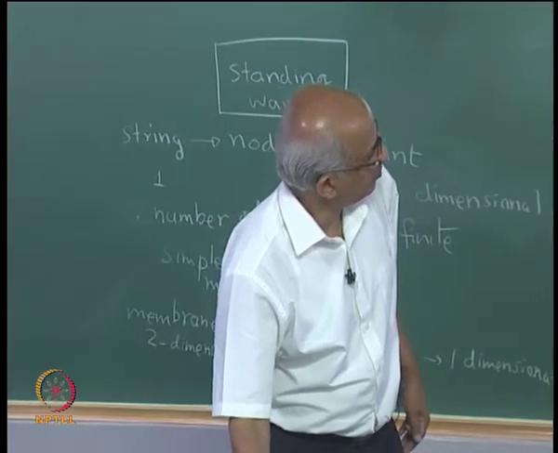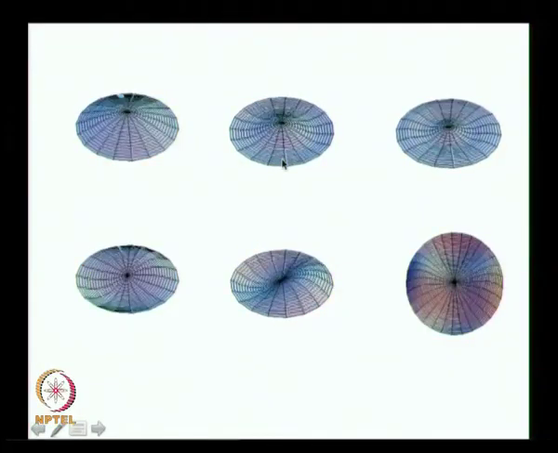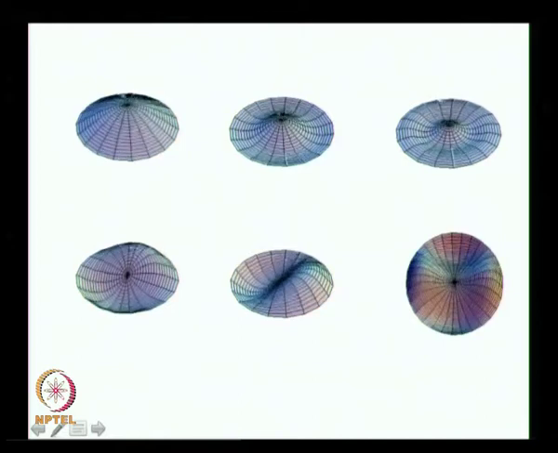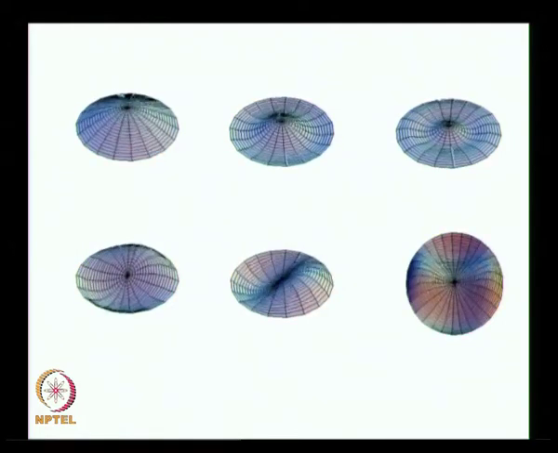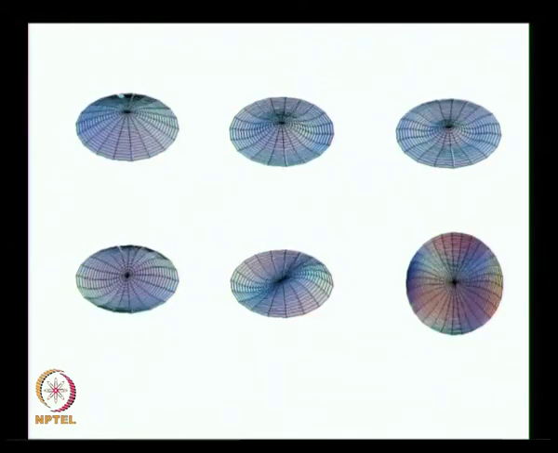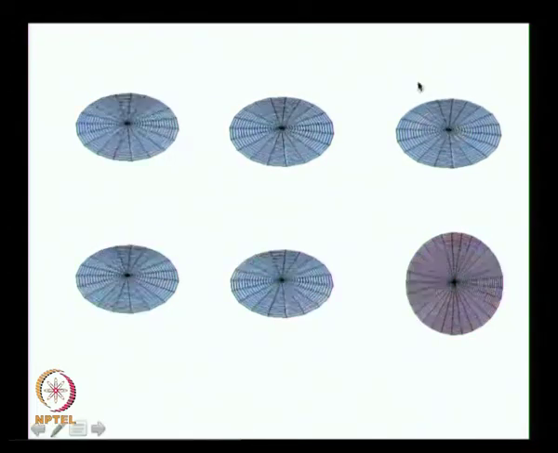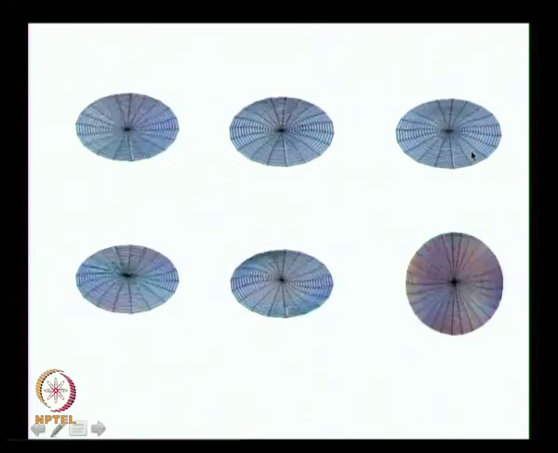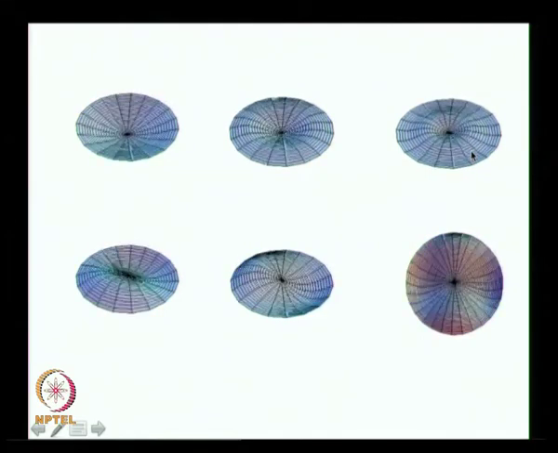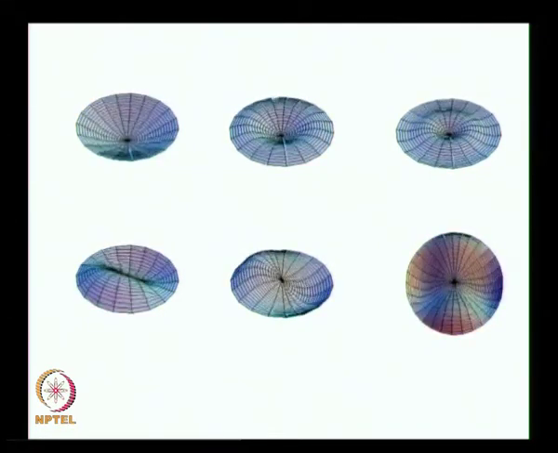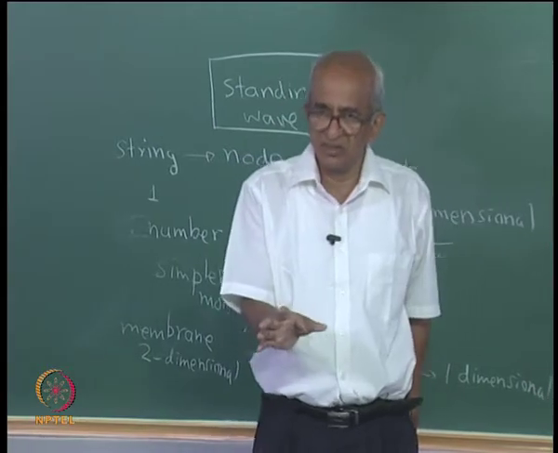If you look at this one, what would you say? Well, if you look at it carefully, you would realize that it has just one node, where the displacement of the membrane is 0, and that one node is actually having the shape of a circle. This one, if you look at it and think about it carefully, you would realize that it has two nodes. The two nodes are both circular.